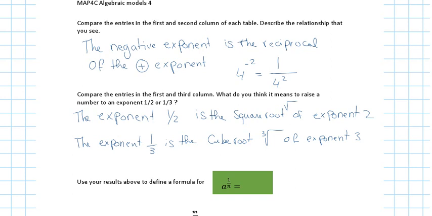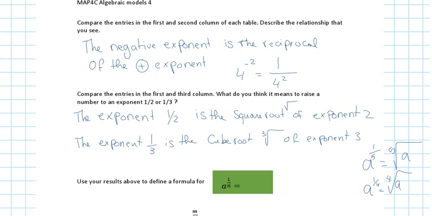So no matter what, if I have a to the power of 1 over 5, that's the same thing as, what do I put in the root? The 5th root of a, right? If I have a to the power of 1 over 4, that's the same thing as the 4th root of a. They are the same thing.